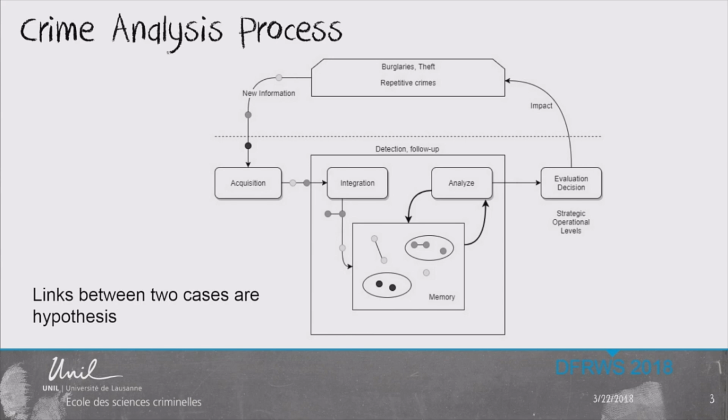To help find those repetitions, we can use this crime analysis process. So with repetitive crimes, we will acquire those information like forensic data and situational information that we will integrate in a structured memory that we will analyze. The aim of this analysis is to find repetitions and links. And at this stage, it's just hypothesis. And the work of the investigator or the analyst is to evaluate the links, the hypothesis of links and pattern he found, and based on this evaluation, take some decision at strategic or operational level to try to impact the crimes.